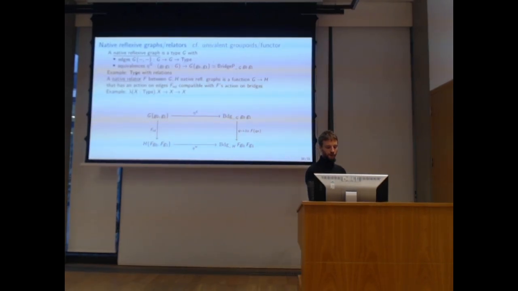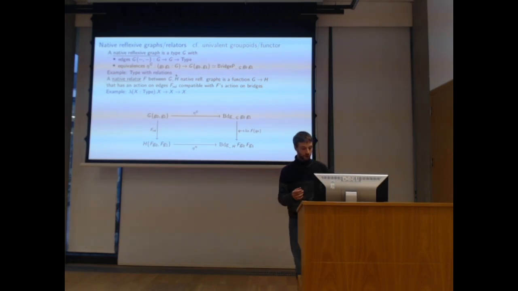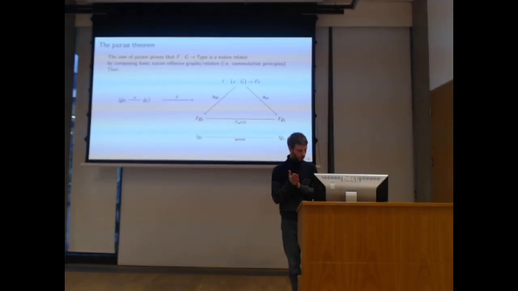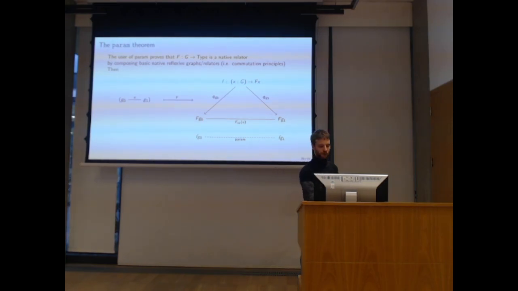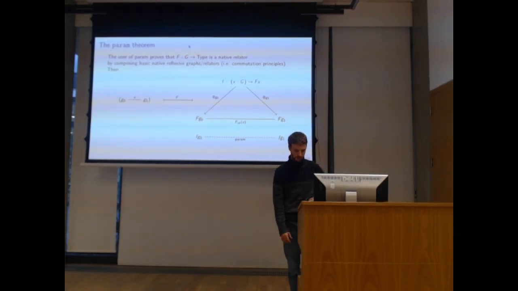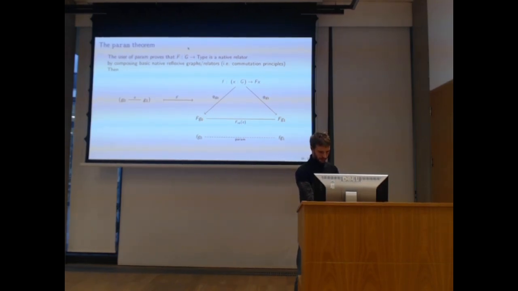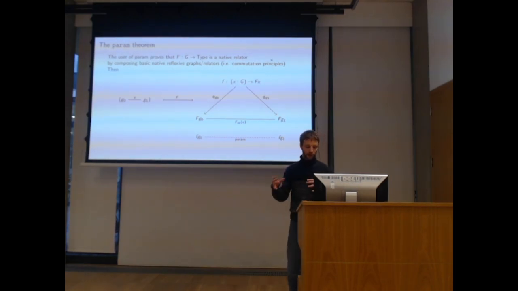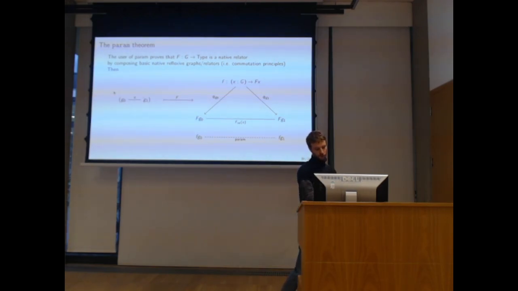For instance, type is a prototypical native reflexive graph if you equip it with relations. And the proof that it's a native reflexive graph is exactly relativity. And of course, a native relator is going to be a morphism of such reflexive graphs. And now we get a new parametricity theorem. You start now with f from G to type, a native relator. G is a native reflexive graph, and you can prove that it's native by composing basic native reflexive graphs and relators, in other words, by combining together commutation principles. And then you get, again, this parametricity theorem, but which is more general.